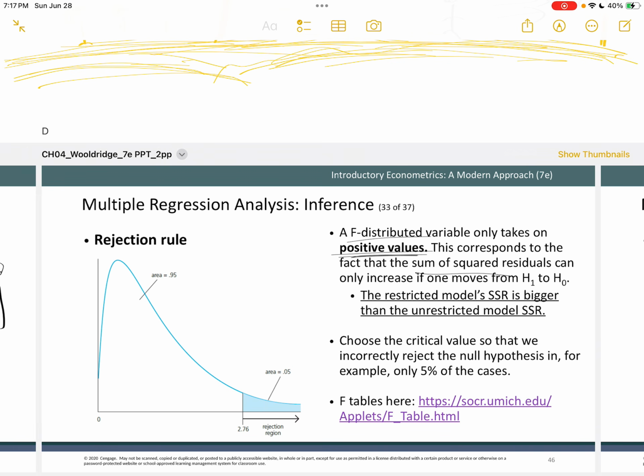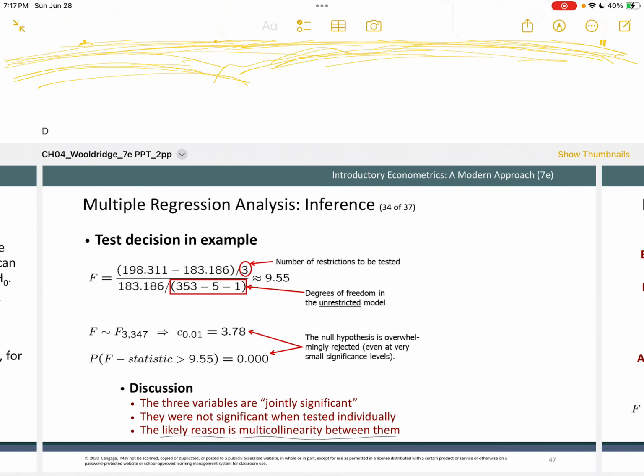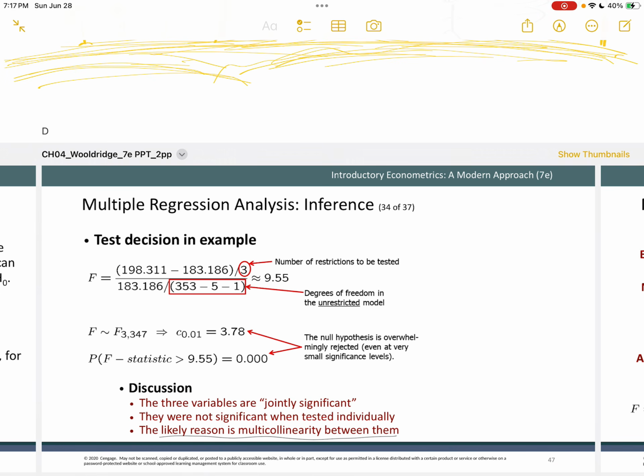Yes, that F distribution is taking only positive values, right? And this is because it's connected to the sum of squared residuals. The sum of squared residuals is never negative. And so, what is the F test? The test statistic that we calculated, 9.55. And what is the critical value at 1%? That's 3.78.